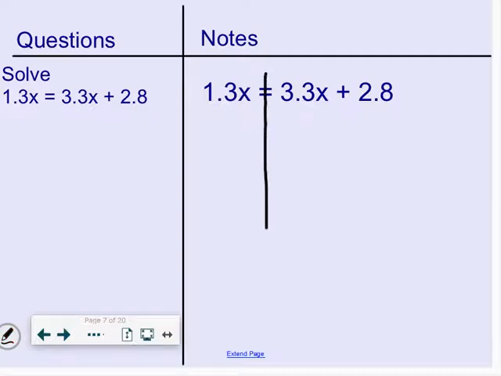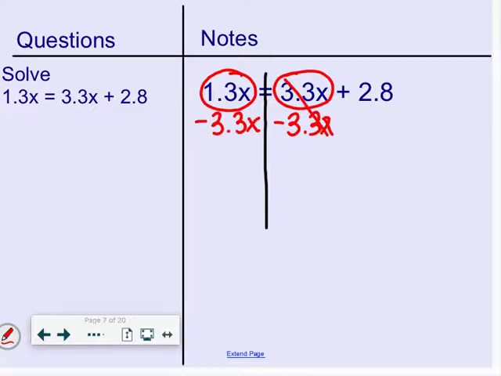Our next example, we have 1.3x equals 3.3x plus 2.8. So more decimals. And this is another example where one side of our equation has only one term. So I'm not going to eliminate the 1.3x, even though it's the smaller one. I'm going to subtract the 3.3x instead because I want to keep something on each side of my equation.